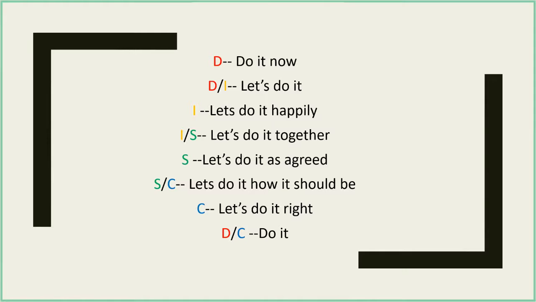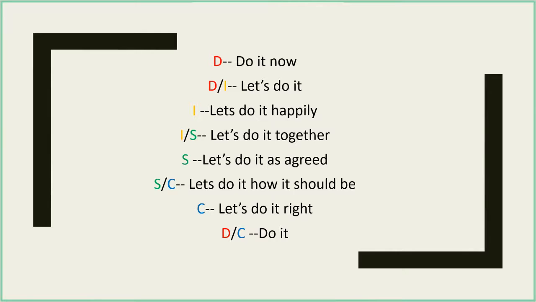IS, let's do it together because again, S are those steady relators. They're always there. You can rely on them. You can count on them. They'll be there to help you do it together. They always focus on let's do it as agreed also because they are steady. So they don't want to waver too much. They want to do it as agreed upon. But if you need a little bit of flexibility because you need help, an S will be there. They're very dependable. If you move down into the SCs, they say, let's do it how it should be, because again, the Cs are very analytical and want to do things right. So Cs say, let's do it right.